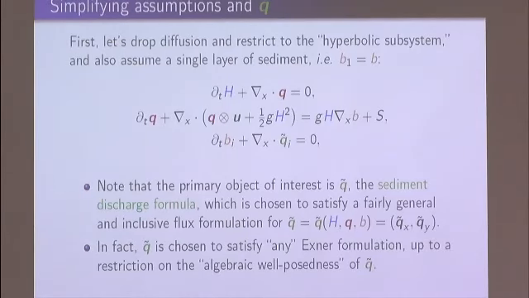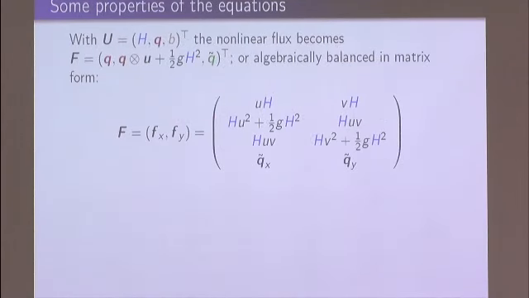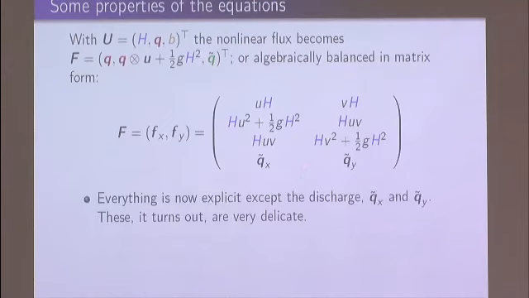So it's pretty complicated. It's going to be highly nonlinear. And we're going to say we want Q tilde to have algebraic well-posedness, and I'll explain what that means in a minute. So here we get a flux matrix, and this is just the normal flux matrix that you see with the shallow water equations, but now you've got these two Q tildes here that look pretty benign.